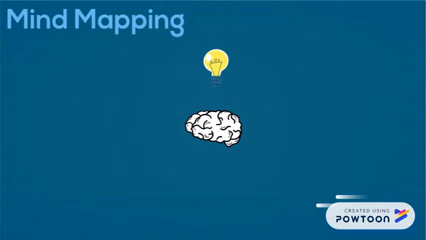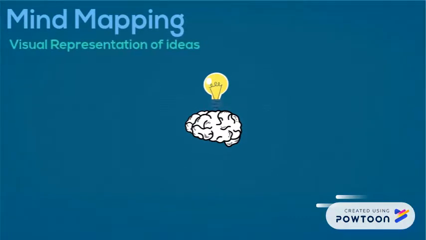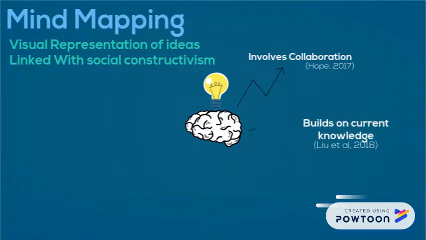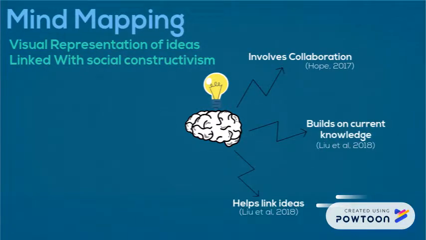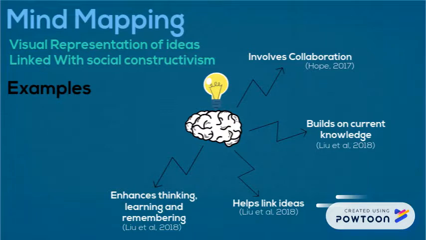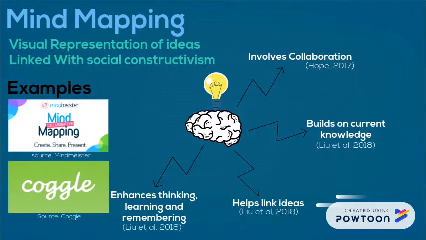The first use of mobile devices is mind mapping. Mind mapping is the visualization of ideas and is linked with social constructivism as it involves collaboration, builds on current knowledge, helps link ideas, and enhances thinking, learning, and remembering. Examples include MindMeister and Coggle.